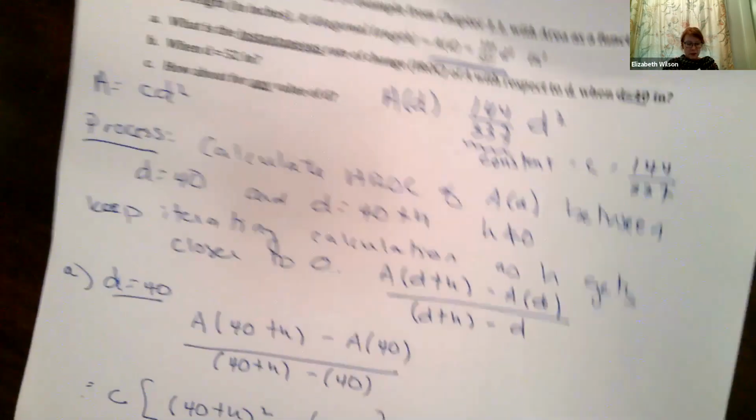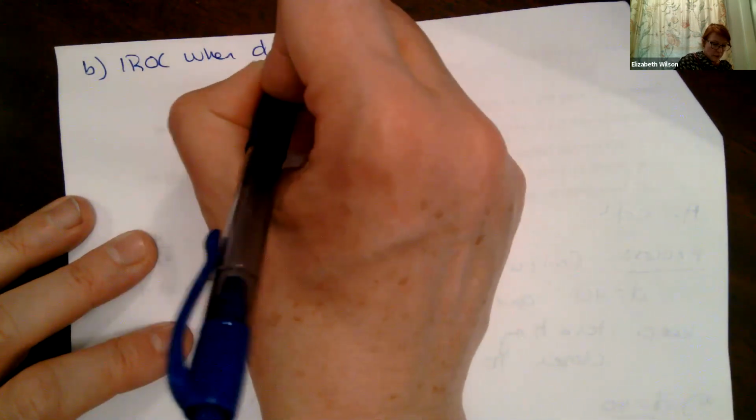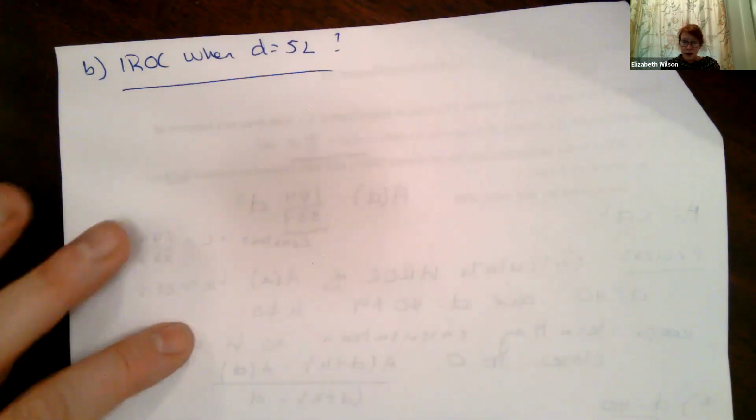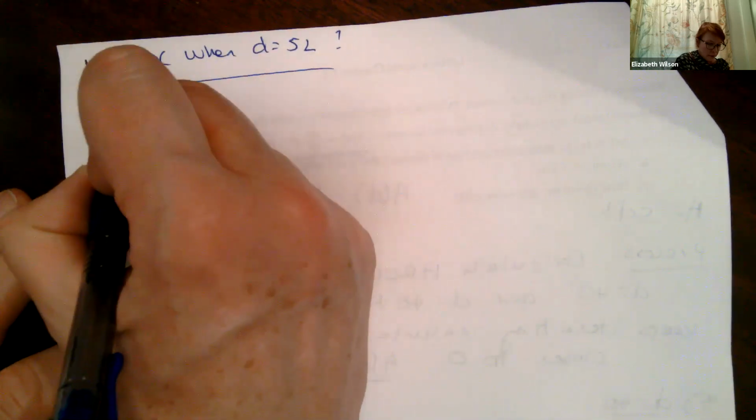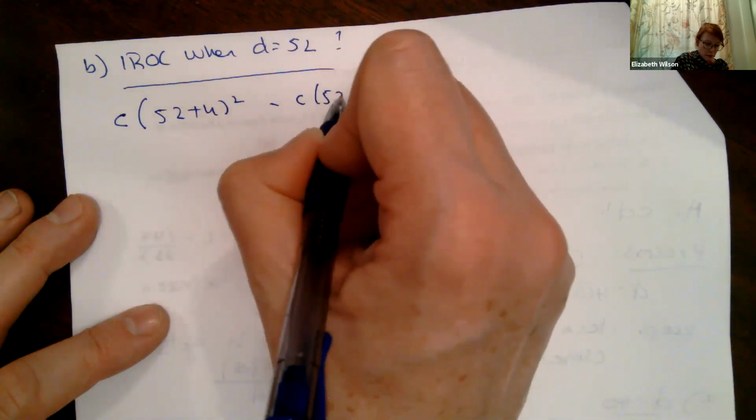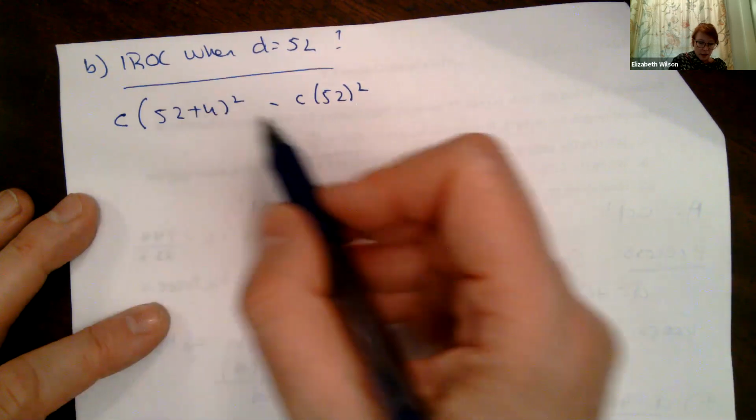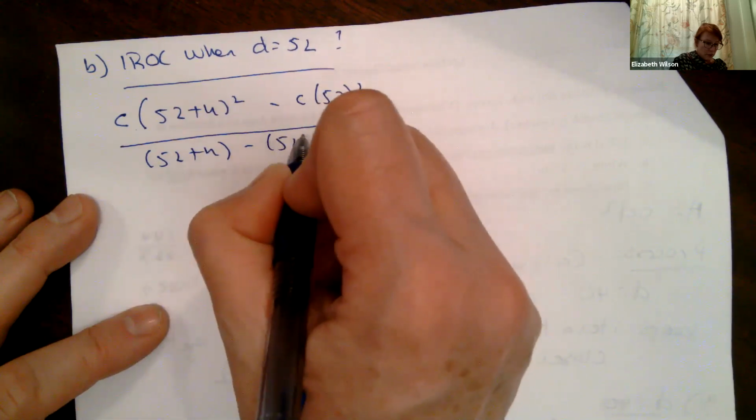All right, so let's do part B. Part B asks: what's the instantaneous rate of change when the diameter is equal to 52? We're going to do the same process that we just did, but instead of 40, we're going to have 52. So it's C times (52 plus H) squared minus C times 52 squared, all over (52 plus H) minus 52. I'm going to clean that up.